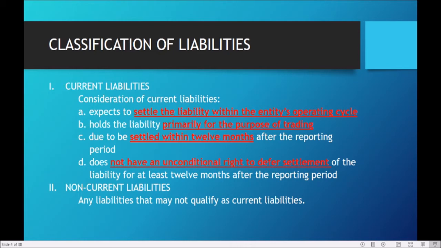Okay? If those four considerations are not in that particular liability, we can easily say that this liability is a non-current liability. Kaya nga sinasabi ko sa material ko that non-current liabilities are any liabilities that may not qualify as current liabilities. Yung apat na nandun sa taas, those are the qualifications of a current liability. If that liability will not qualify on those considerations, presumption, that is a non-current liability. Ganun lang po kasimple. Okay?